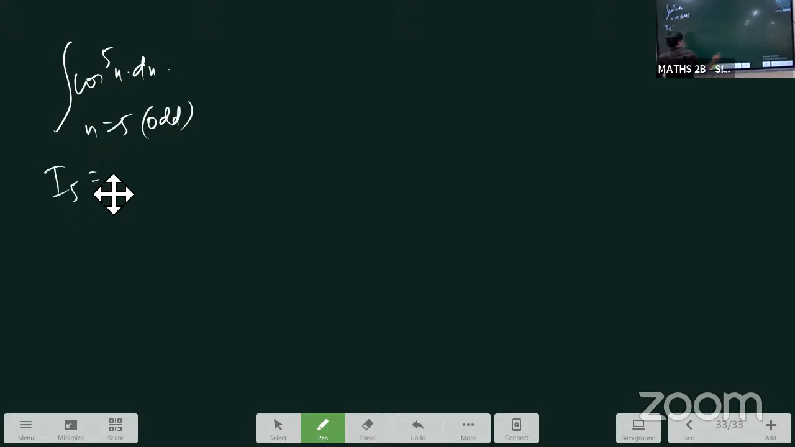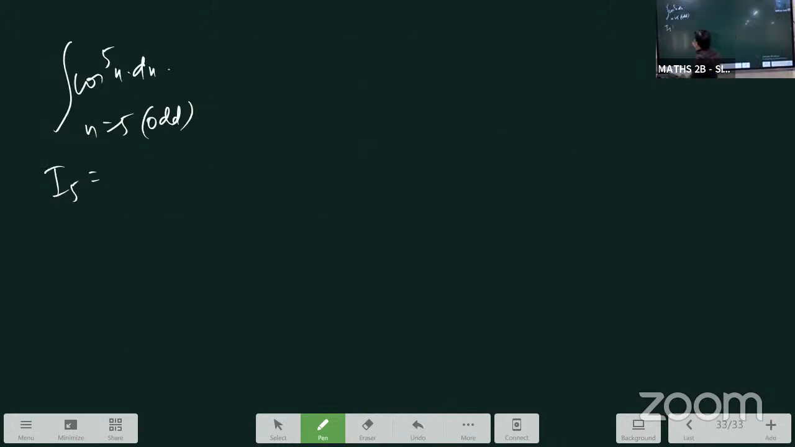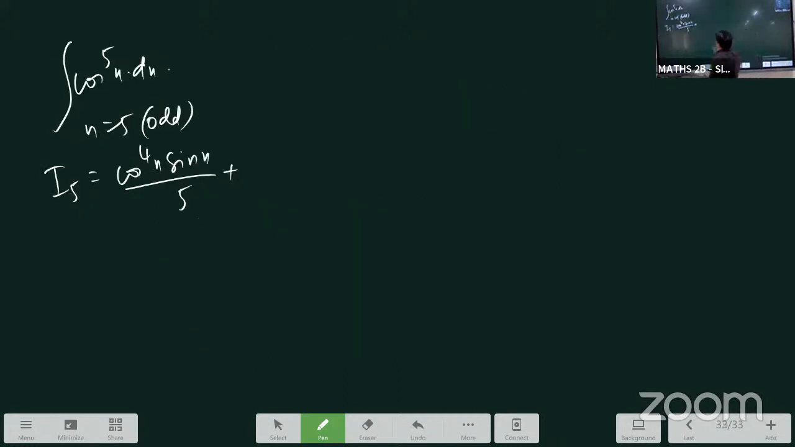Suppose integration of cos power 5x dx is asked. It means n equal to 5, which is odd. So I start with I5. I5 is cos power 4x sin x by 5 plus n minus 1 by n, that is 5 minus 1, 4 by 5, and this becomes I3, because it is n minus 2, 5 minus 2 is 3.